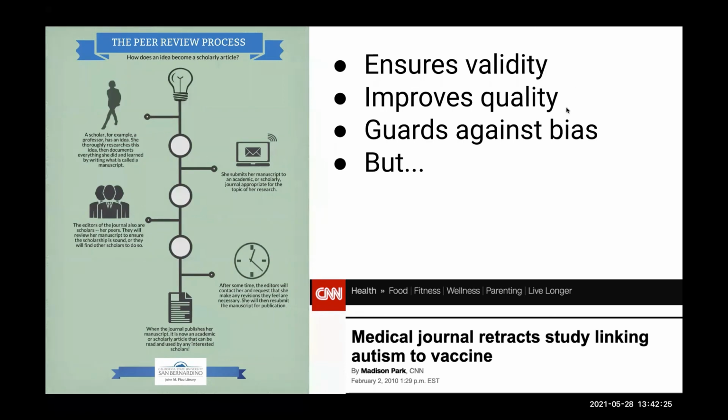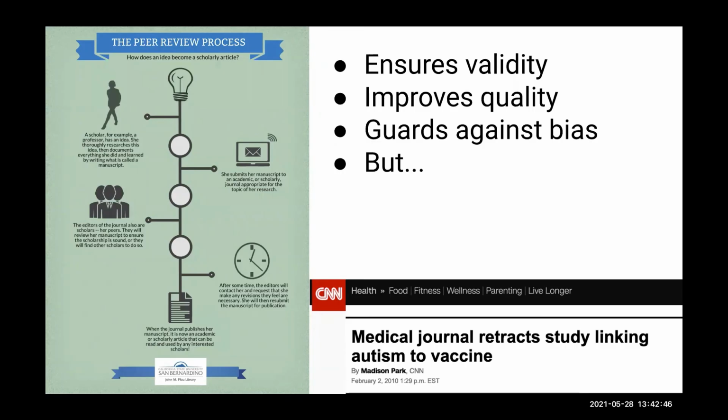Now, the idea is that the peer review process ensures validity because other experts are looking at the research, therefore improving the quality of the article. The idea also is that peer review guards against bias. So if the author has a bias, the idea is that the peer reviewers would pick up on that and ask her to maybe correct for that in the revision process.